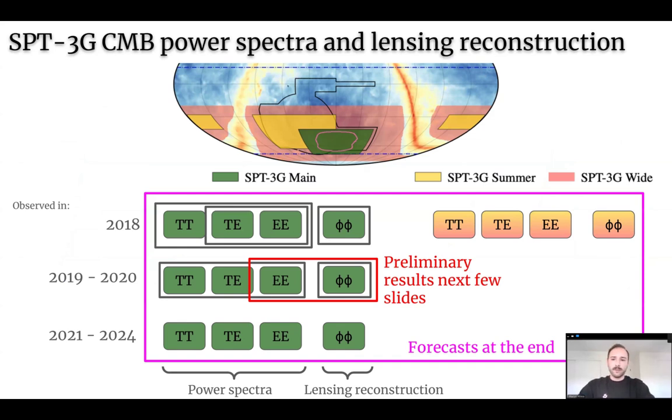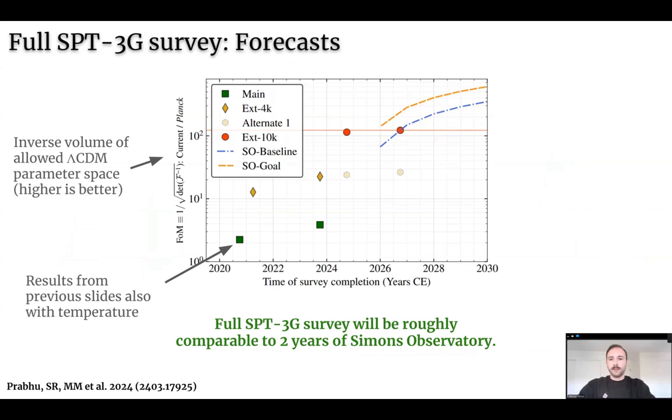Okay, so coming back to this summary of data sets, now let me show you some of the things we expect when we do this full combination of all of this data that we'll have by 2026. So this is a figure of merit plot. The y-axis is showing you the inverse volume of allowed ΛCDM parameter space. More is better. And the previous slides have basically been showing you results from something that's like this green square at the bottom left. It's actually not even quite this because what I showed you there is polarization only. So with addition of temperature, then we get to the green square.